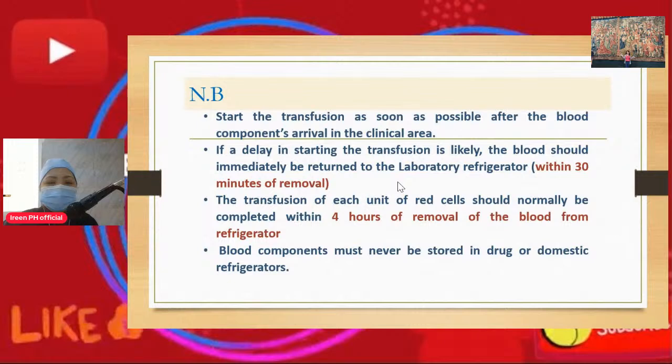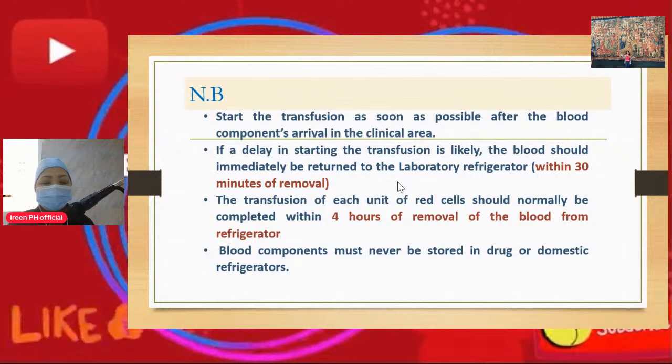Start the transfusion as soon as possible after the blood components arrivals in the clinical area. Sorry for my voice. I have colds. If a delay in starting the transfusion is likely, the blood should immediately be returned to the laboratory refrigerator within 30 minutes of removal.